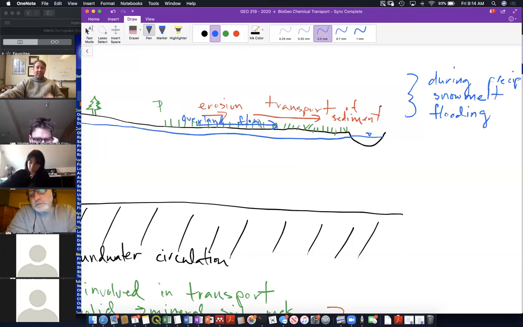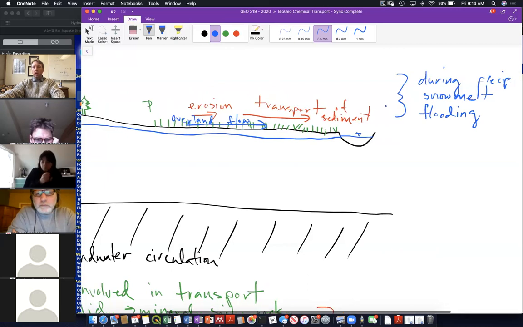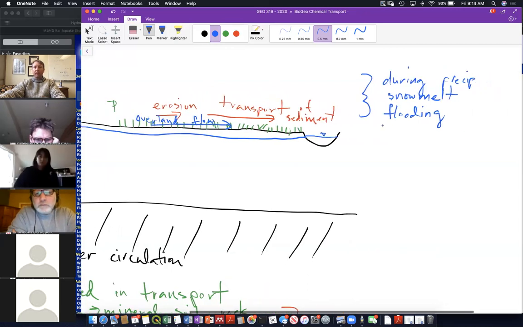All right, so in fact, Carpenter talked about this. One of the big algal blooms that occurred in the Great Lakes was after a really large time of flooding. So they had a ton of flooding, a lot of erosion, and a lot of transport of sediment into the streams. So in particular, they got a lot of phosphorus from that. Okay, so overland flow and erosion happen during precipitation, snowmelt, or flooding events.